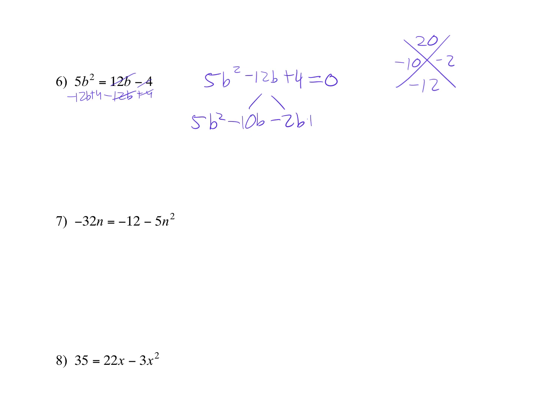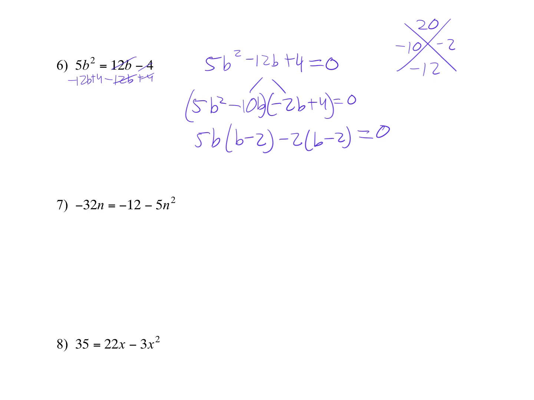So 5b squared and then plus 4 equals 0. And now we want to factor by grouping, right? Now that we have 4 terms, we can group. All right, so grouping the first two, grouping the second two. GCF of the first two is going to be a 5b, and then we're left with a b minus 2. And then GCF of the next pair is going to be a negative 2, and then again, we're left with a b minus 2. All right, and then we should get 5b minus 2 times b minus 2 equals 0.